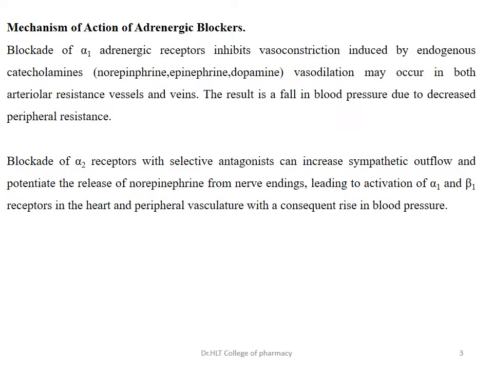Similarly, alpha 2 blocking with a selective antagonist will increase sympathetic outflow and potentiate the release of norepinephrine from the nerve ending. If the alpha 2 agonists bind to the alpha 2 receptors, the action will be increased release of sympathetic outflow, meaning norepinephrine is released in more concentration, which leads to the activation of alpha 1 and beta 1 receptors in the heart, and consequently it raises the blood pressure.